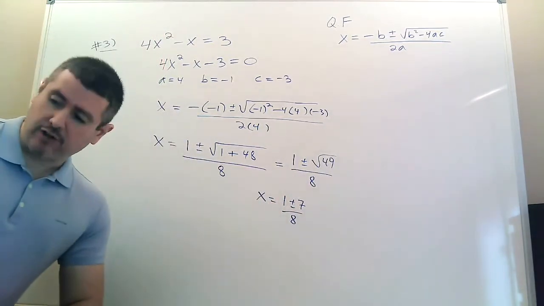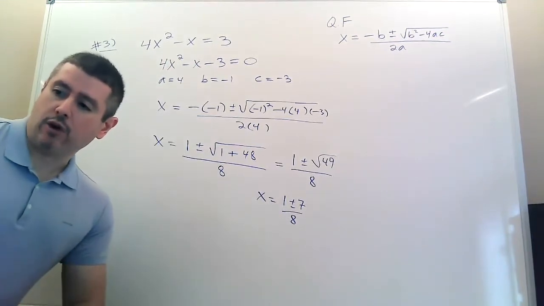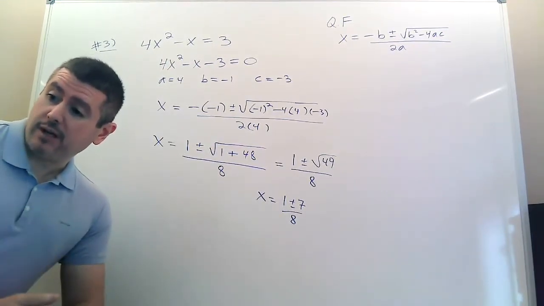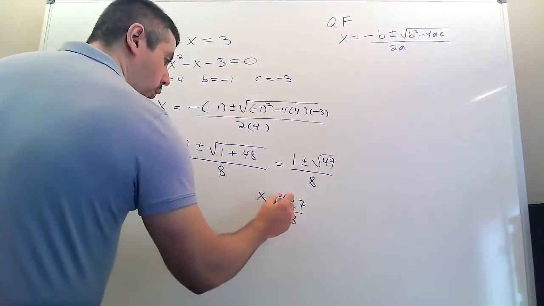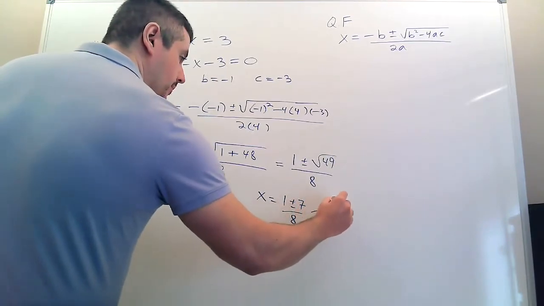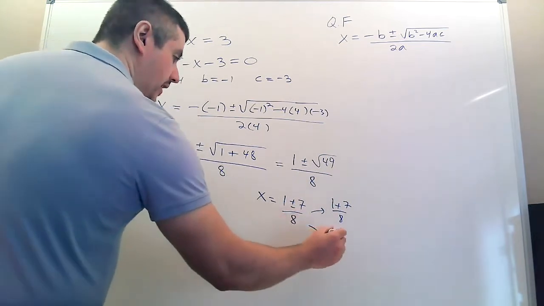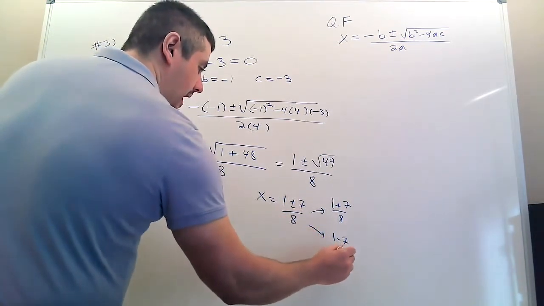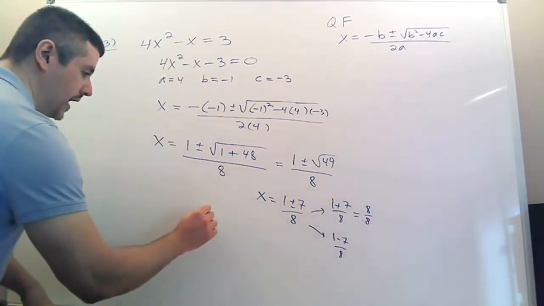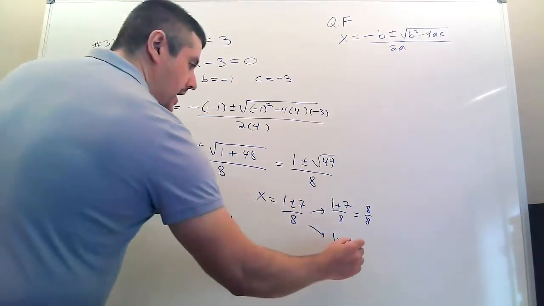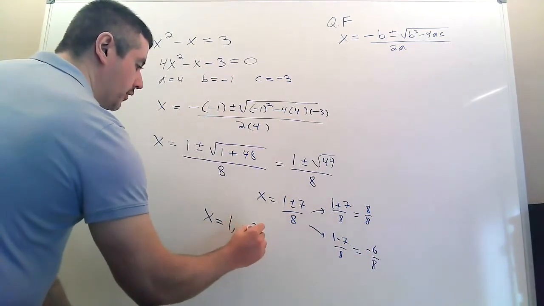Now, a lot of people left their answer like that when I was grading them. Remember when he did the upload? This is fine. I wouldn't mark this wrong. But since the radical disappeared, you can certainly take 1 plus 7 over 8. And then you can do 1 take away 7 over 8. So here you get 8 over 8, otherwise known as 1. And here you get -6 over 8, otherwise known as -3 over 4.